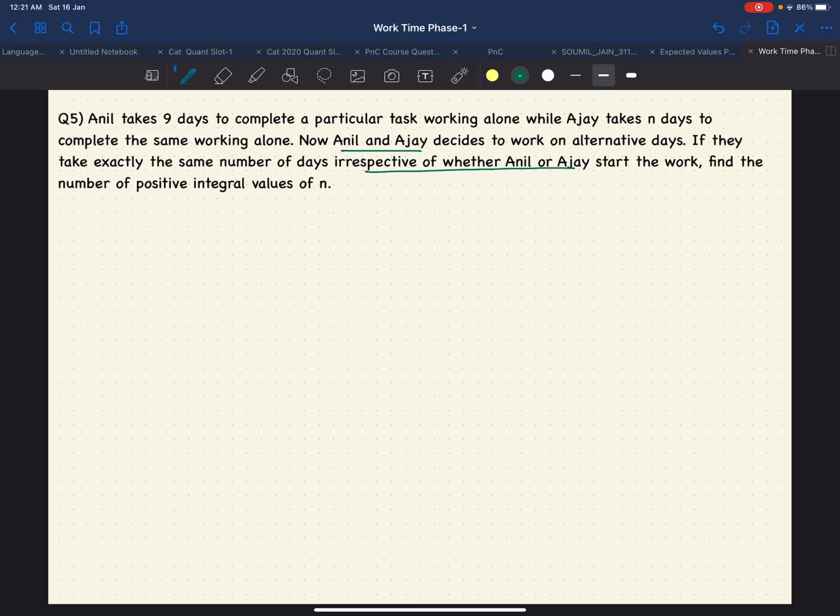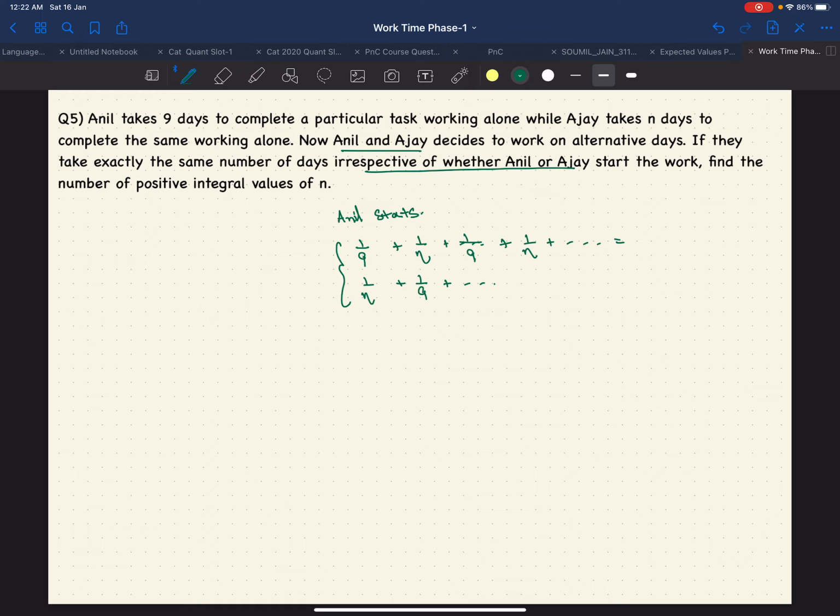Now, we are given that irrespective of whether Anil or Ajay starts. So let's say Anil starts, and Anil does 1/9 work on the first day, because Anil takes 9 days, and Ajay does 1/n work on the second day, because Ajay takes n days to complete the task. Similarly, on the third day Anil comes again, on the fourth day Ajay, and so on. Now we are given that it should be equal to when Ajay starts. So on the first day Ajay works, then Anil, and so on.